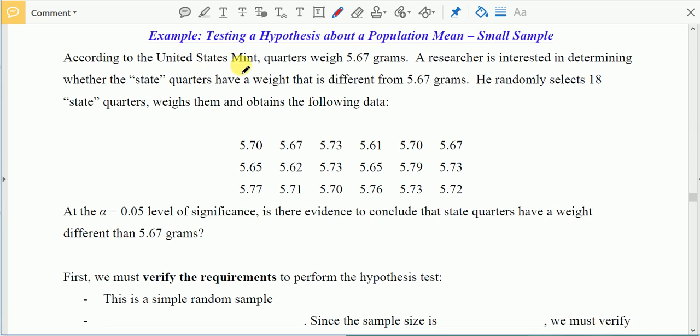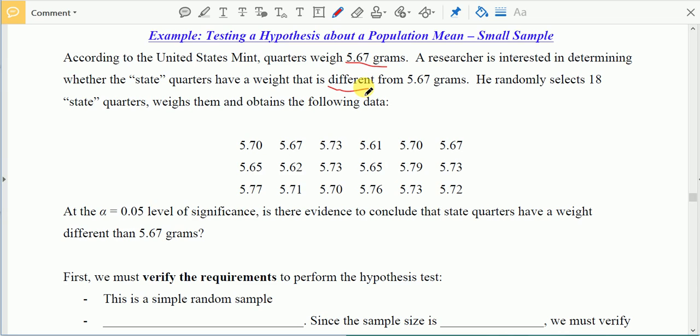According to the United States Mint, quarters weigh 5.67 grams. Now this is the original data, the given, the fact. So the original value usually should be the null hypothesis. Now a researcher or a new scientist is interested in determining whether the state quarters have a weight that is different from 5.67 grams. Again, they claim that the new one is different.